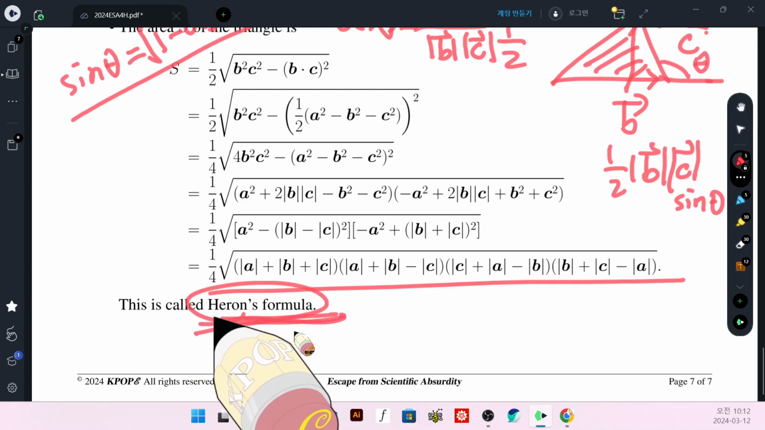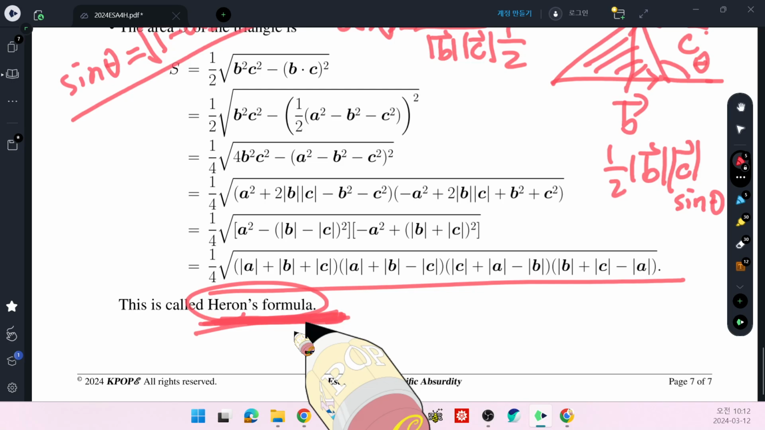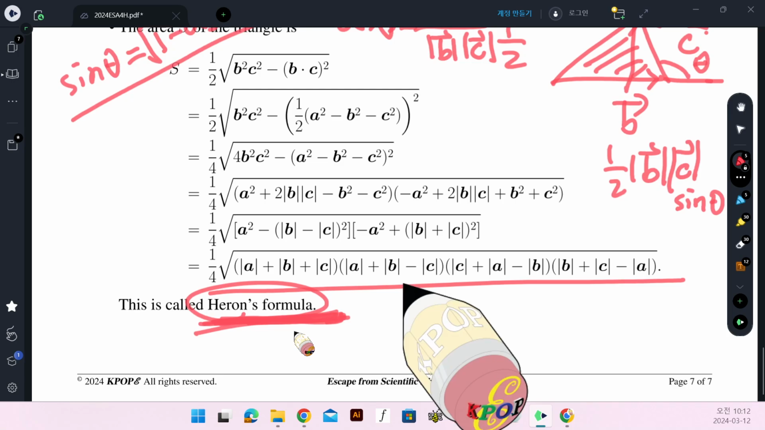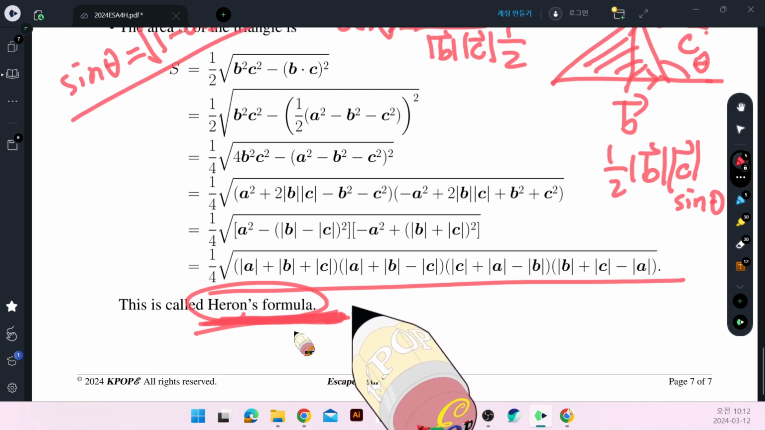You know, many people think that Heron is a mathematician, but he was a physicist when physics was not yet discovered, and he developed a very interesting steam engine.